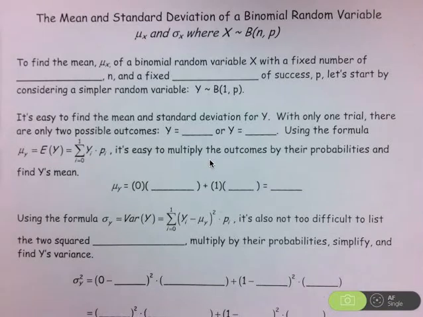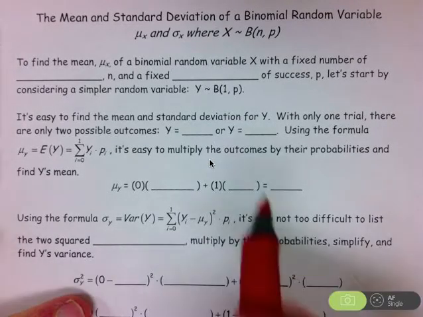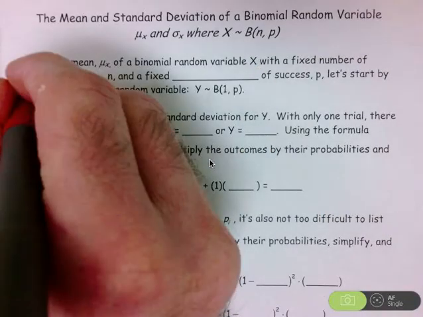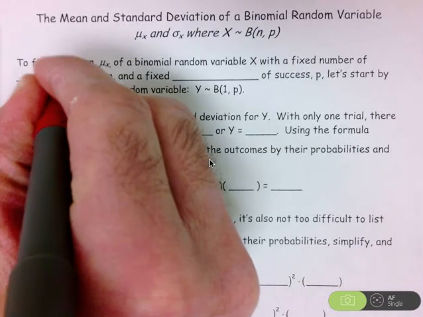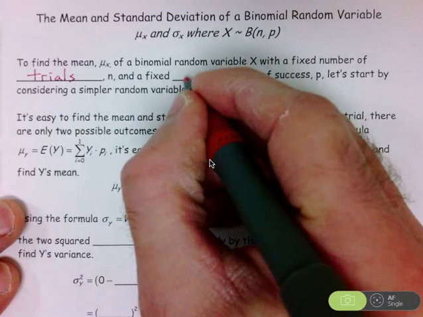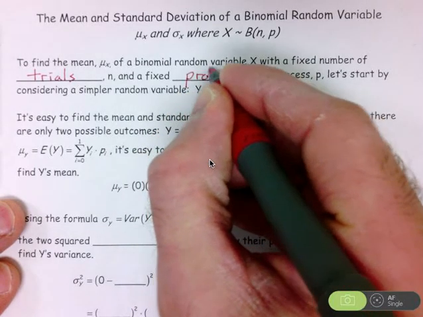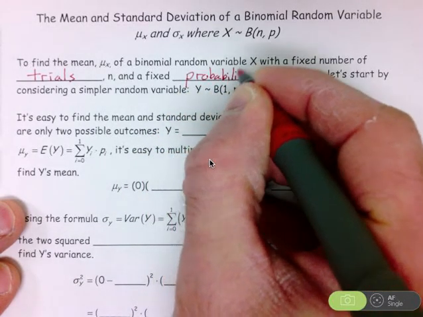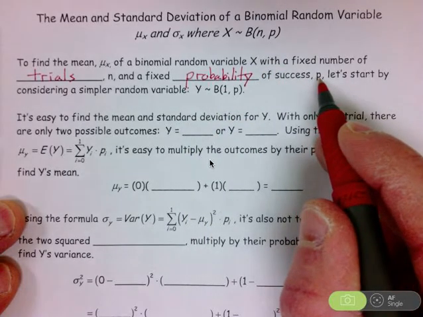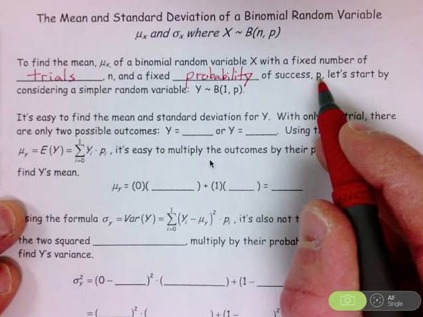Let's derive the formulas for the mean and the standard deviation of a binomially distributed random variable. So to find the mean of the random variable x, it should have a fixed number of trials, that's represented by n, and a fixed probability of success, that's represented by p.